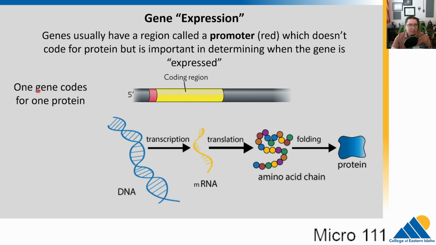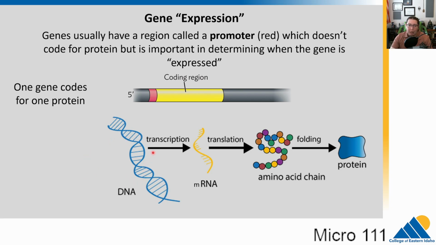For simplicity's sake, we're going to assume that one gene codes for one protein. This isn't quite true. This is the little white lie that I'm going to tell you. But for our purposes, that's what we're going to go with. So this promoter helps regulate when the gene is going to be expressed. And gene expression has a couple of different steps.